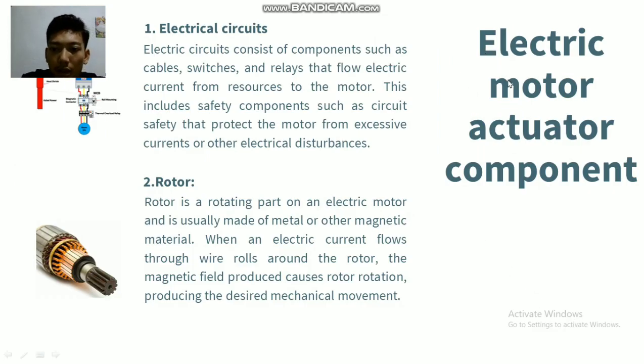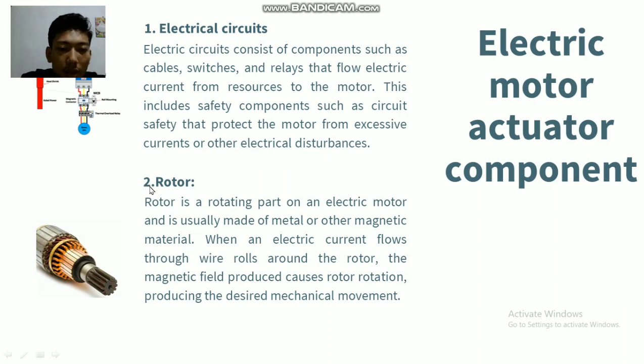Next is the electric motor actuator components. The first component is the electrical circuit. The electrical circuit consists of components such as cable, switch, and relay that flow electric current from the source to the motor. This includes safety components such as circuit protection that protect the motor from excessive current or other electrical disturbances.